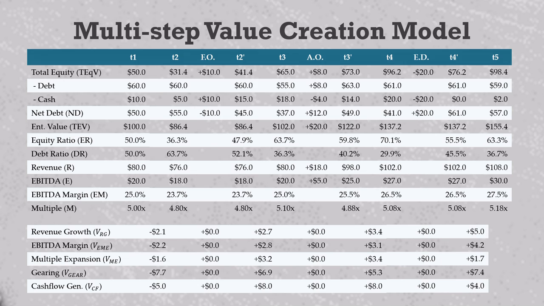And that's it. We've done it. We've calculated value drivers for every step, and to get to the total, we just need to add across as follows. That provides revenue growth of 9.0, EBITDA margin expansion of 8.0, EBITDA multiple expansion of 6.6, gearing of 11.9, and cash flow generation of 15.